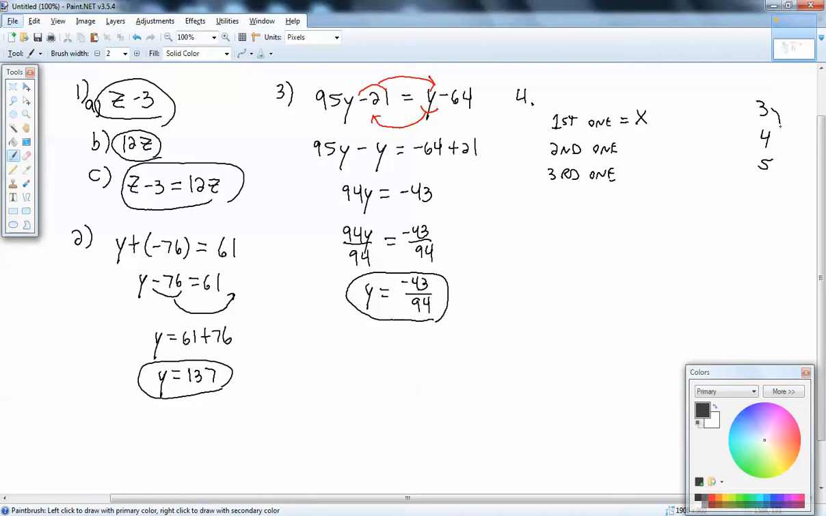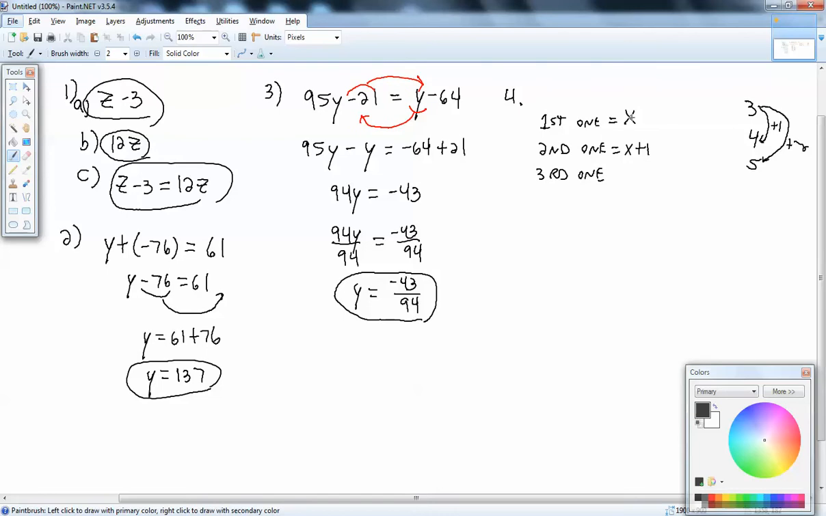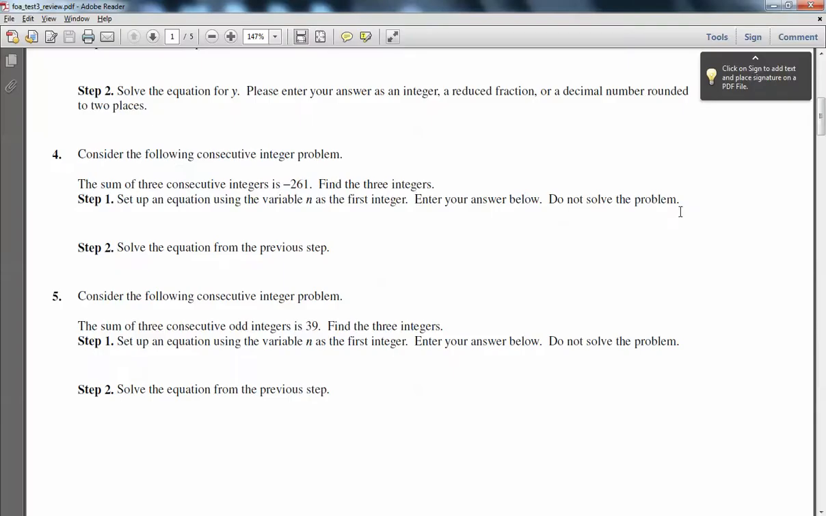Think what you did to go from 3 to 4. You added 1. Well, to go from this one to this one, I'm going to add 1. So I got x plus 1. Now to go from the 3 to the 5, we added 2. So to go from this one to this one, we're going to add 2. Now they told us that those added together, x plus x plus 1 plus x plus 2, is going to equal negative 261.